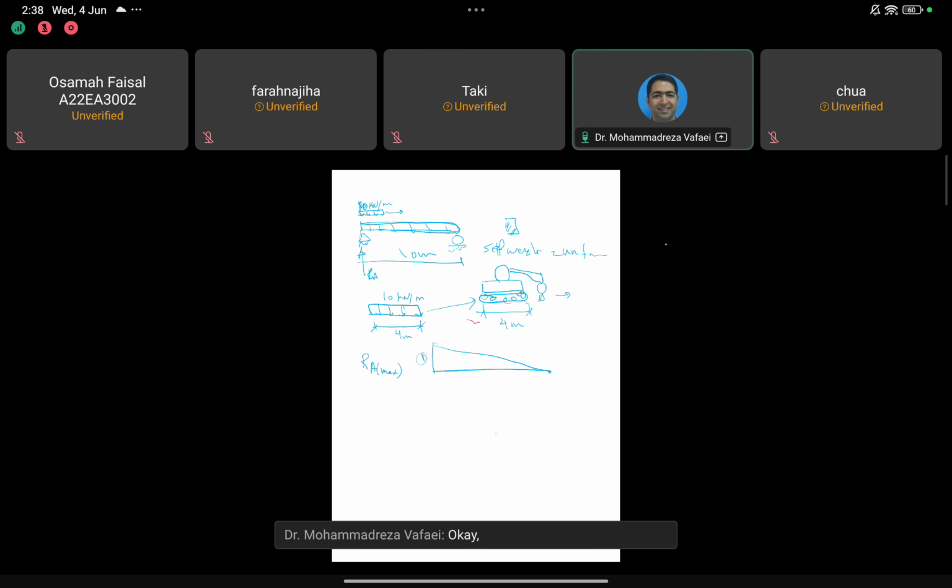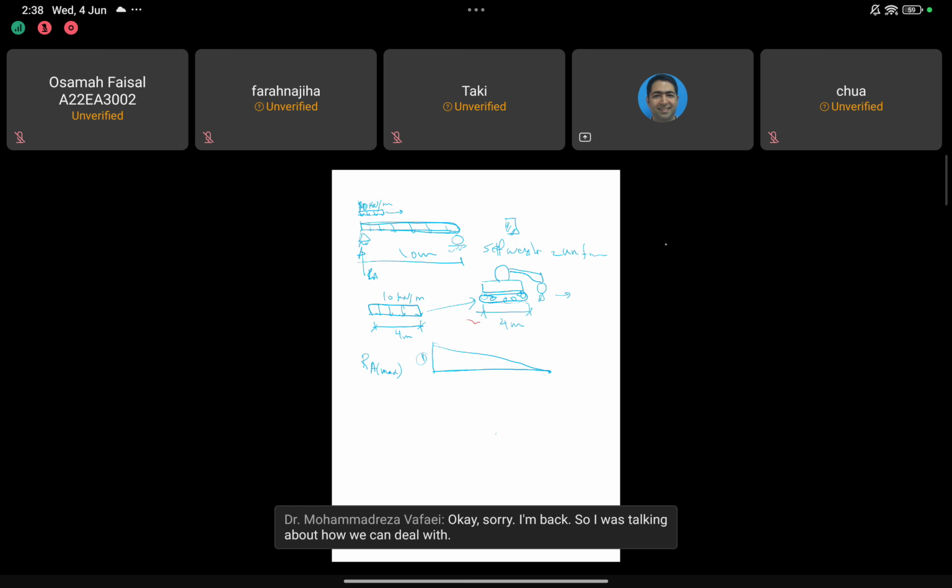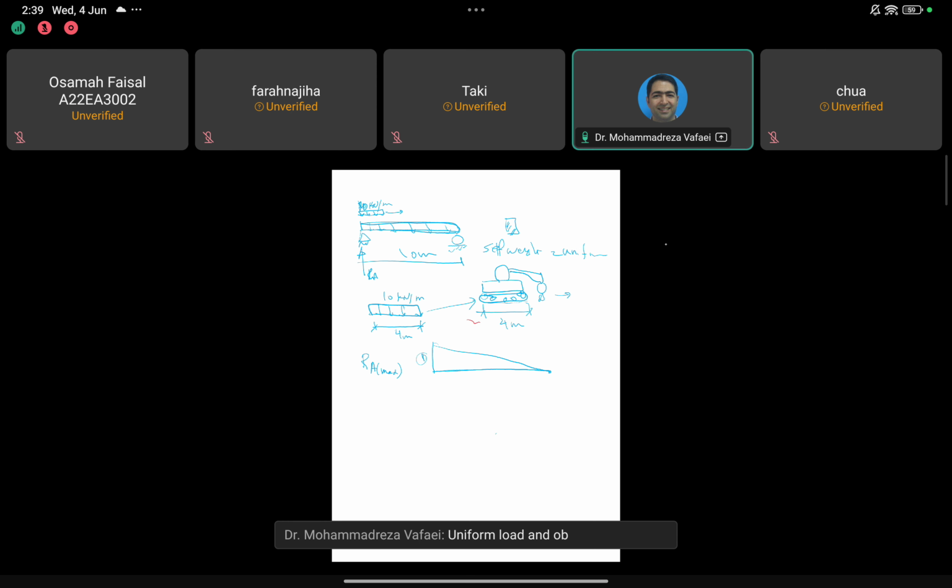Okay, sorry, I'm back. So I was talking about how we can deal with uniform load and obtain the maximum reaction, for example, in this case. So we have here this 4 kilonewton, 4 meter length uniform load that is passing over our bridge, and we want to know how much is RA max. So we draw first the influence line for the RA, and then in the second step, we need to decide where to put the load.